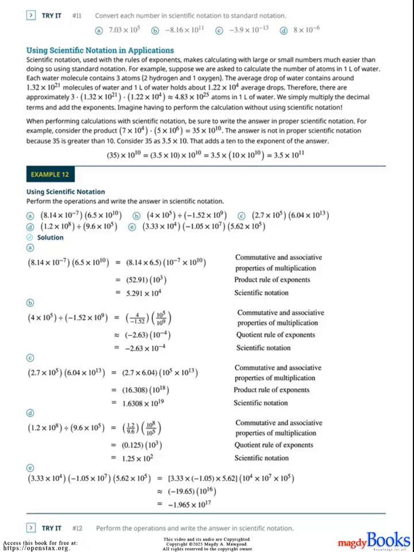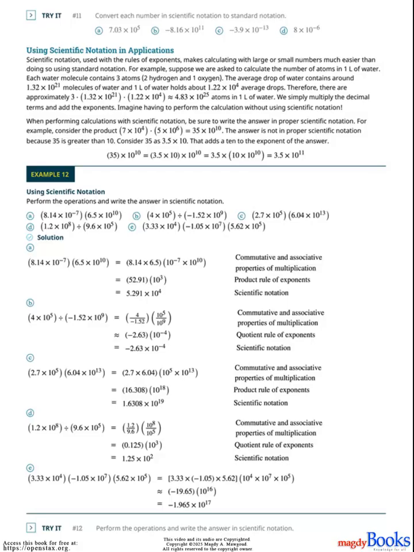Consider 35 as 3.5 multiplied by 10. That adds a 10 to the exponent of the answer. (35) multiplied by 10 to the power of 10 = (3.5 multiplied by 10) multiplied by 10 to the power of 10 = 3.5 multiplied by (10 multiplied by 10 to the power of 10) = 3.5 multiplied by 10 to the power of 11.